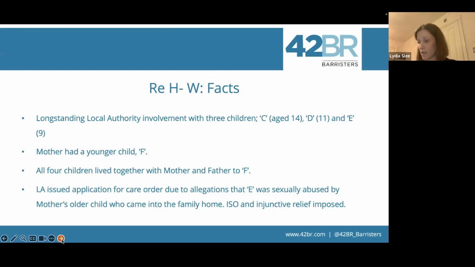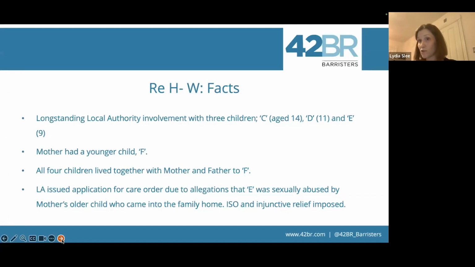The current proceedings that the appeal deals with were initiated in March 2020, and that was instigated as a result of A's behaviour, whereby he was not permitted to be left unsupervised with the children. There was an allegation where adult A was said to have sexually abused child E, and therefore the local authority issued an application to remove all of the children from the care of the parents.